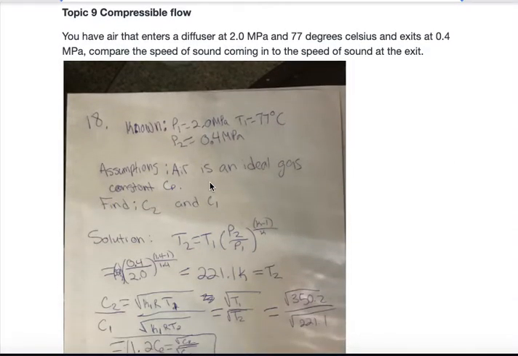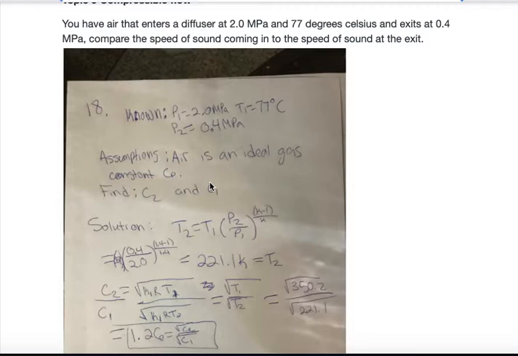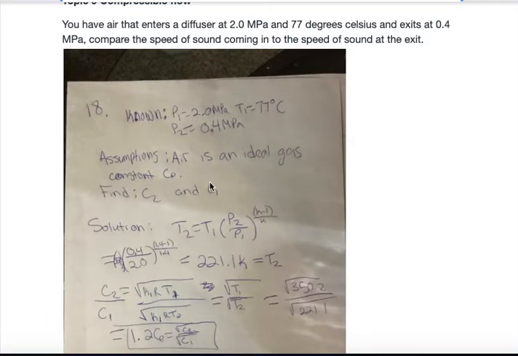Okay, next we have air that enters a diffuser at given properties, and we want to compare the speed of sound at the entrance compared to at the exit. And we know this is compressible flow because it's an ideal gas flowing at a very high speed. So the compressibility is actually significant, meaning the density will actually change. Some assumptions we can make are that air is an ideal gas and has constant Cp.